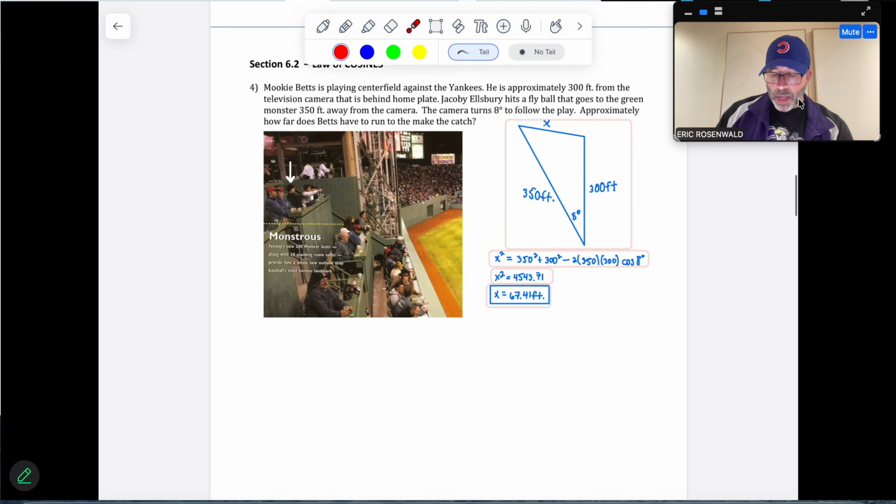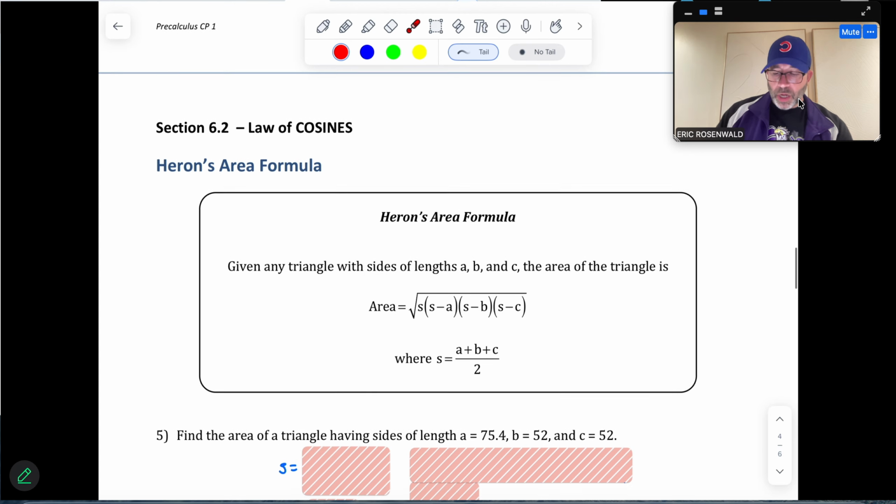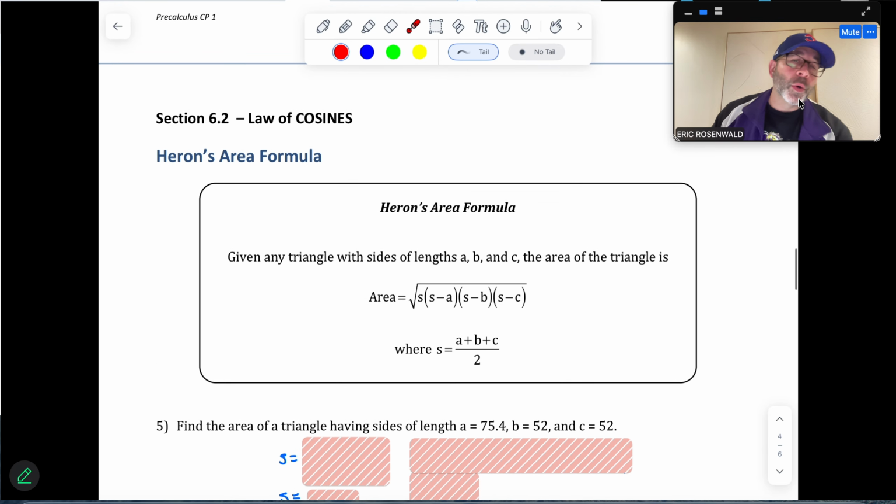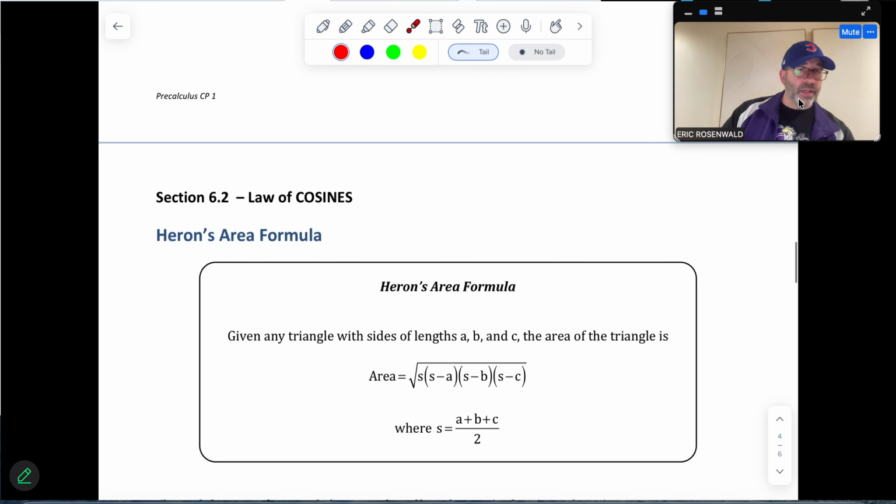Okay. All right, let's move on to Heron's formula. So last time we talked about, in law of sines, you were able to use a formula, which is area is equal to 1/2 ab cosine of C.